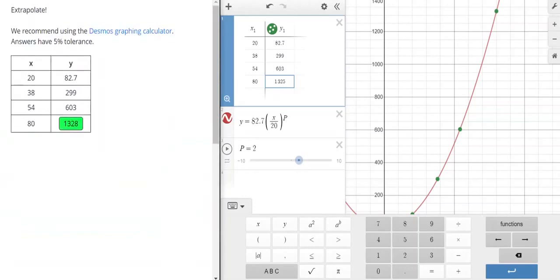And the correct answer was actually 1328, but we were really close on this. So that is how you extrapolate.